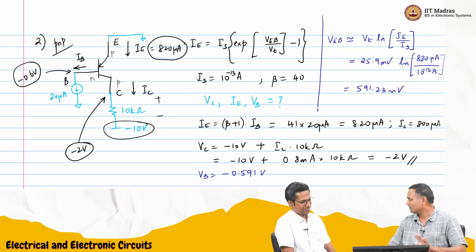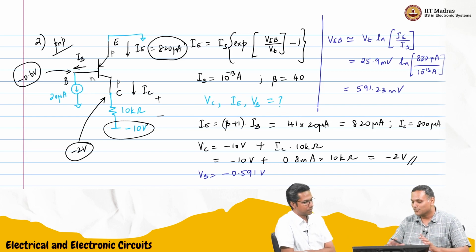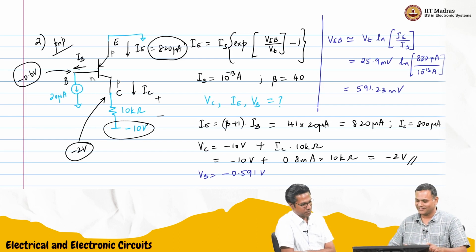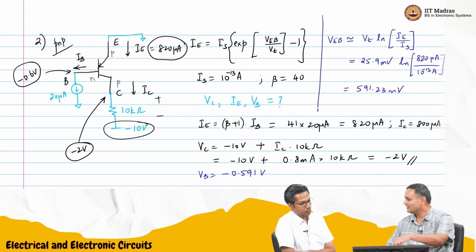Easy problems. One page solution, right? But it gives a very good understanding of how to solve the problem. You are given 2 things, find out the others. The BJT is very nice because you only have to remember 2 things. One is this exponential equation, the other is the beta relationship. That's all.